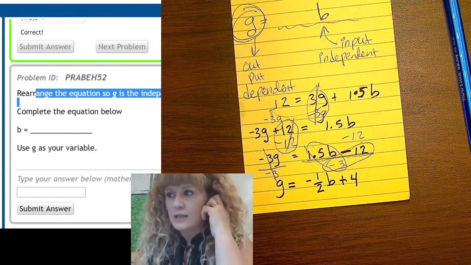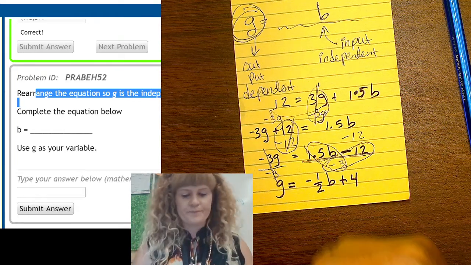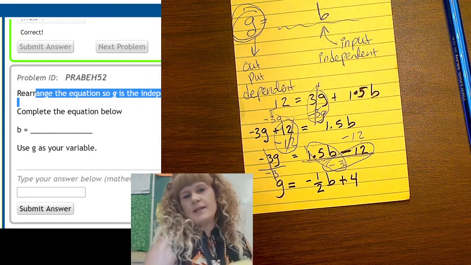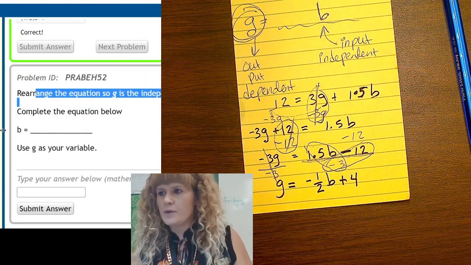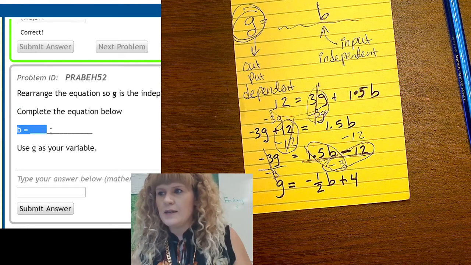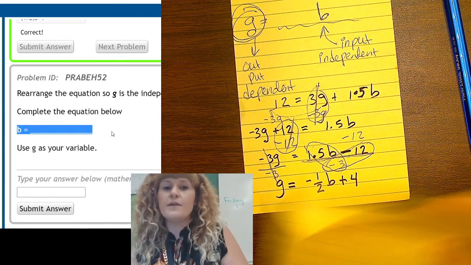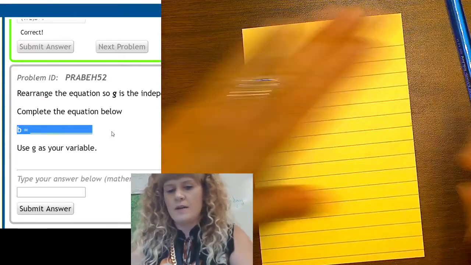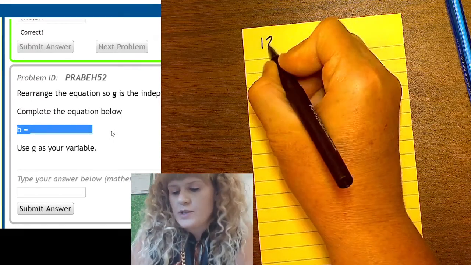So G is the independent variable. And then it gives you a good hint right here. B equals what? So if G is the input, then B equals what? I'm going to go back to my original equation.